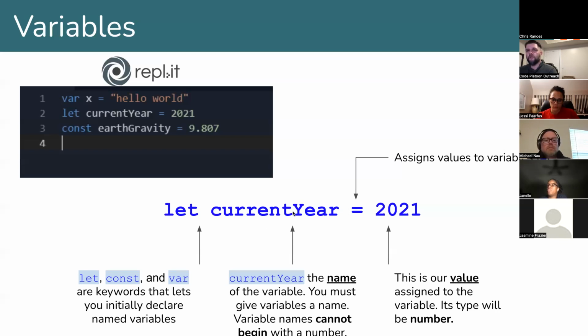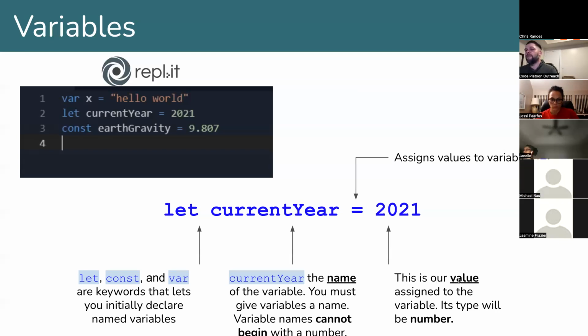You could put current year 3 here if you wanted to, but a lot of times you won't see numbers in variable names at all, but you never want to start a variable with a number. An IDE will basically blow up when you do that. It'll tell you you're not allowed to do that. It'll give you an error message.